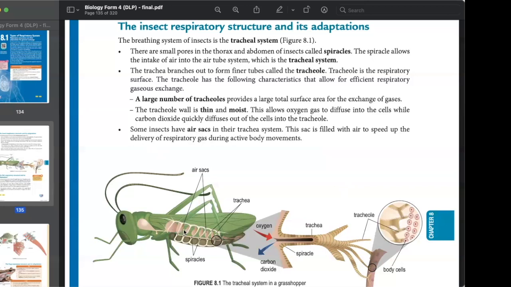The last point is that it also has air sacs. Ni tak ada air sac kat sini. So there is also an air sac. Apa fungsi air sac tu? The function is to speed up the delivery of respiratory gases, which are oxygen and carbon dioxide, during active body movement.